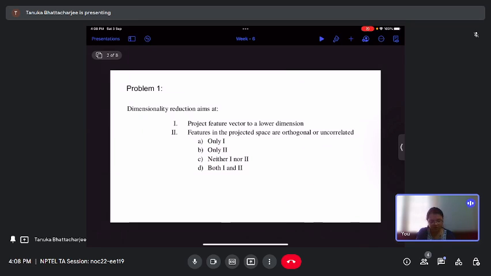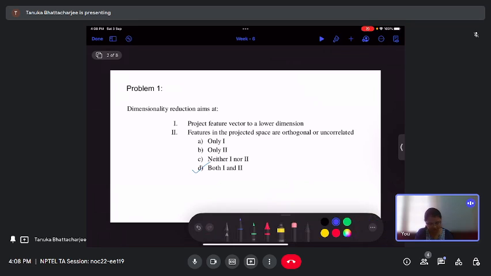So both of the options that are given here are actually aims of dimensionality reduction. You not only try to project it to a lower dimension, you project to such a dimension that in that projected space, your features will be uncorrelated, so that you do not have any redundant information. All your features give some new information in that projected space. So both 1 and 2 are correct for this particular question.